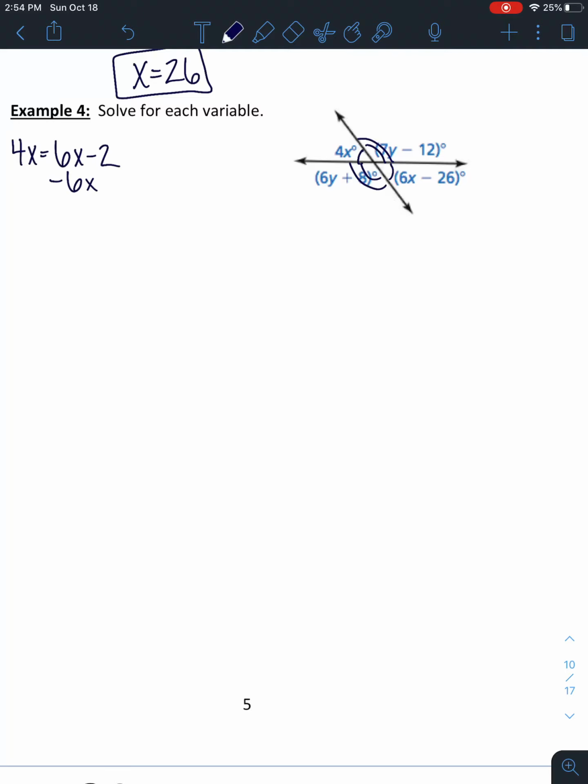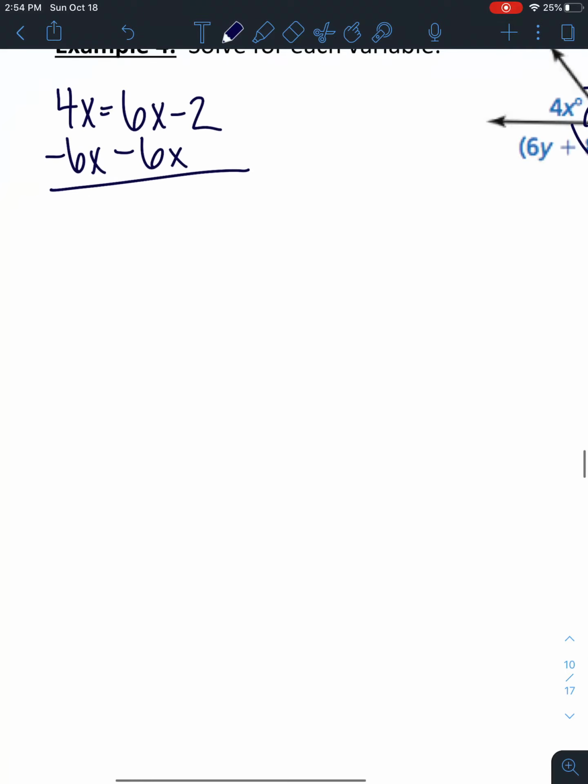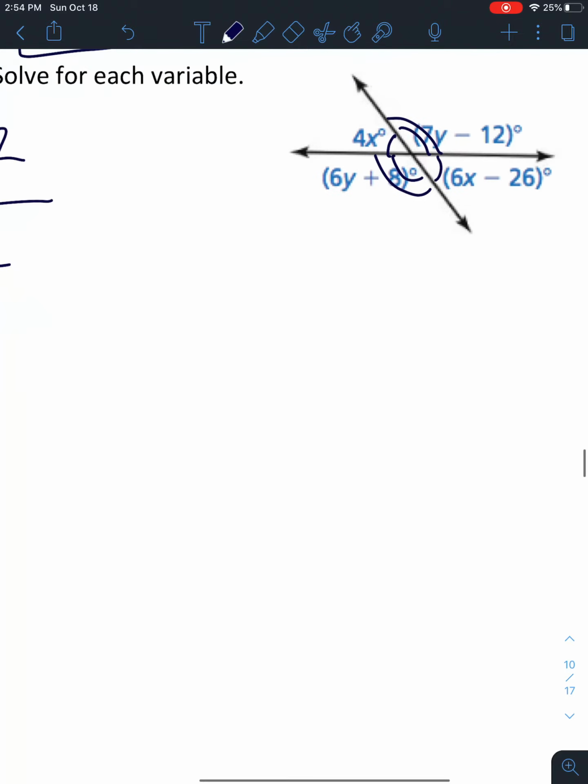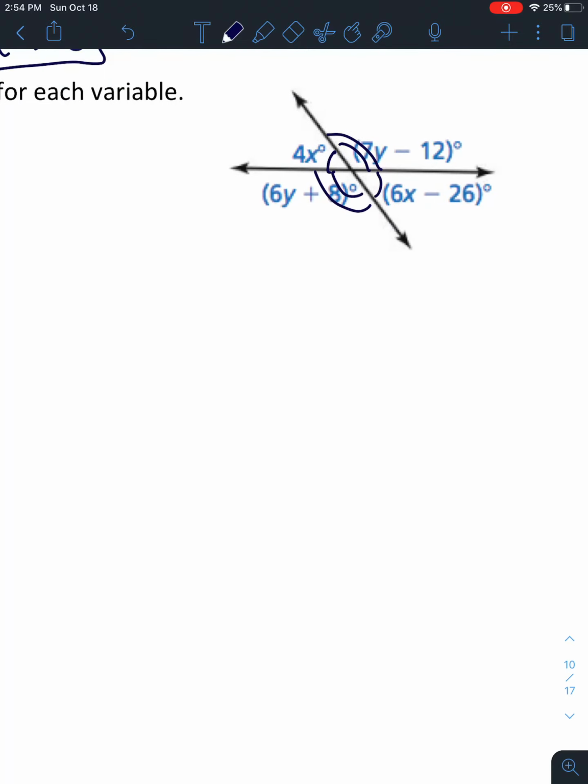We're going to subtract 6x from both sides. That gives me negative 2x equals negative 2. Divide both sides by negative 2. That gives me x equals 1. Now let's go find our y's. Again, vertical angles, so we can set them equal.